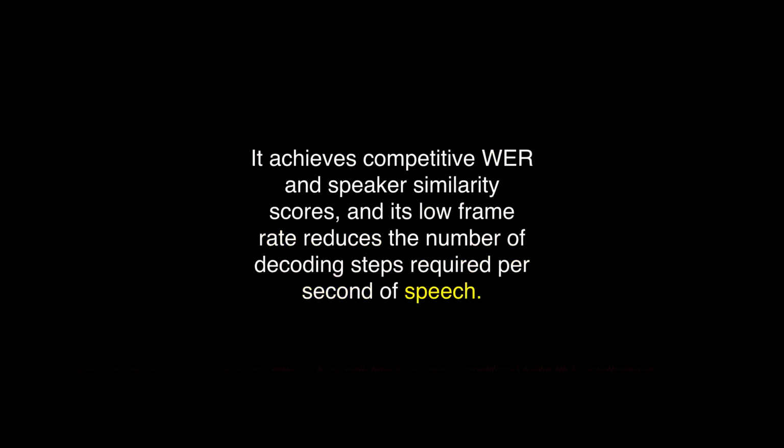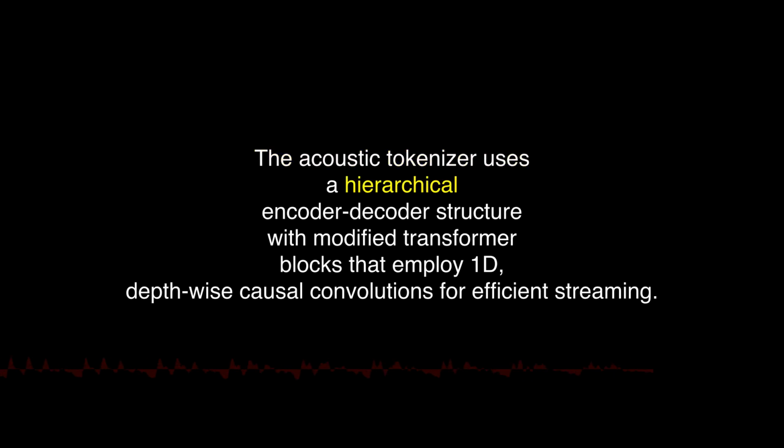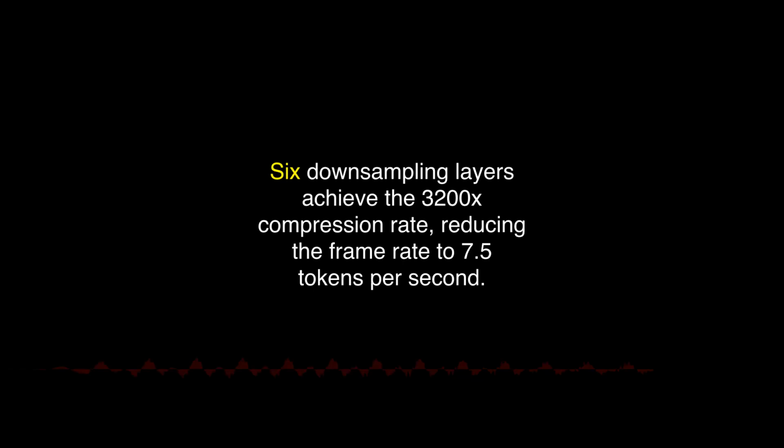Let's delve into the technical details of the acoustic tokenizer. How does it achieve such high compression rates without sacrificing audio quality? The acoustic tokenizer uses a hierarchical encoder-decoder structure with modified transformer blocks that employ 1D depthwise causal convolutions for efficient streaming. Six downsampling layers achieve the 3200x compression rate, reducing the frame rate to 7.5 tokens per second. The training objective follows the DAC framework, ensuring high-fidelity reconstruction.